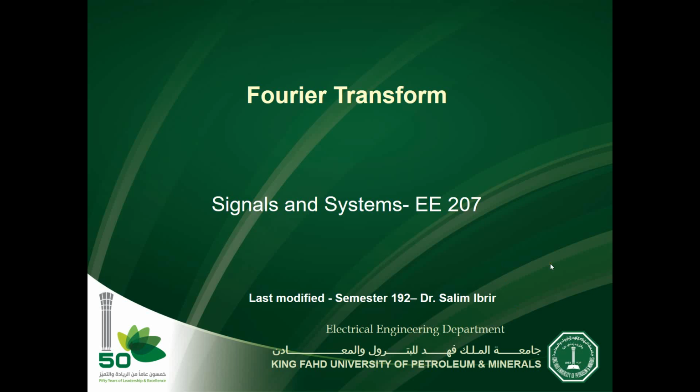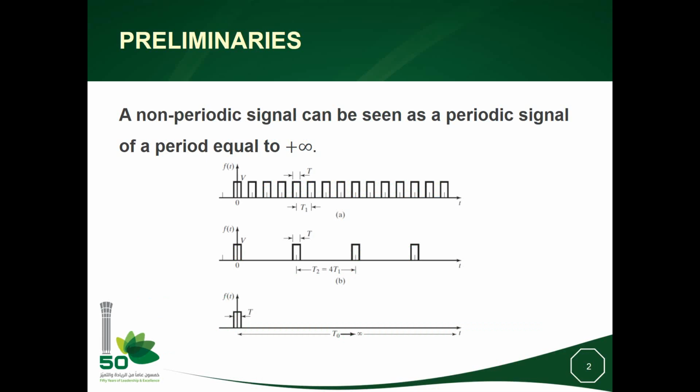In this video I will start by showing the Fourier transform and its properties. Let us start with these slides showing that a periodic function f(t), which has a period T, has a Fourier series expansion, the sum over k from minus infinity to plus infinity of c_k exponential j k omega 0 t, where omega 0 is 2 pi divided by the period T.